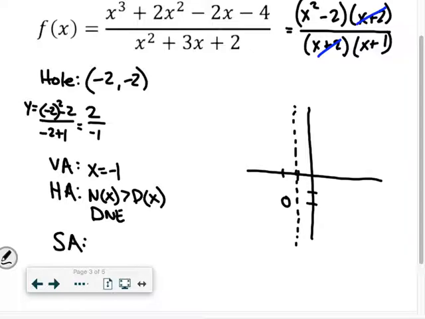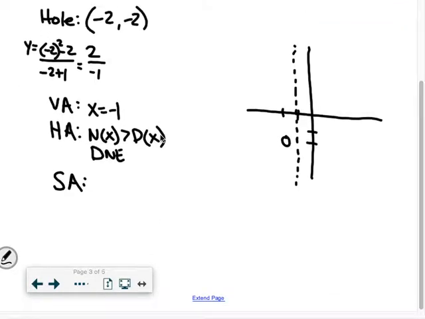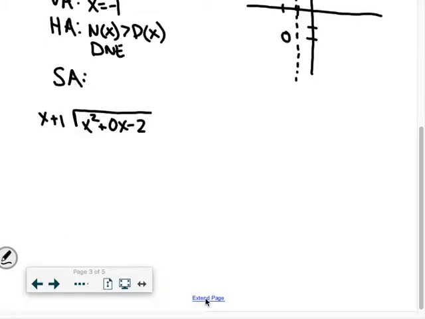Okay. Now, I think last Thursday, I did the slant asymptote as a synthetic division on this problem. Just to review slant asymptote, because it's been 3 days, I'm going to real quickly do my slant asymptote as a long division. So I'm going to use the reduced function, x squared plus 0x minus 2, and I'm dividing it by x plus 1.